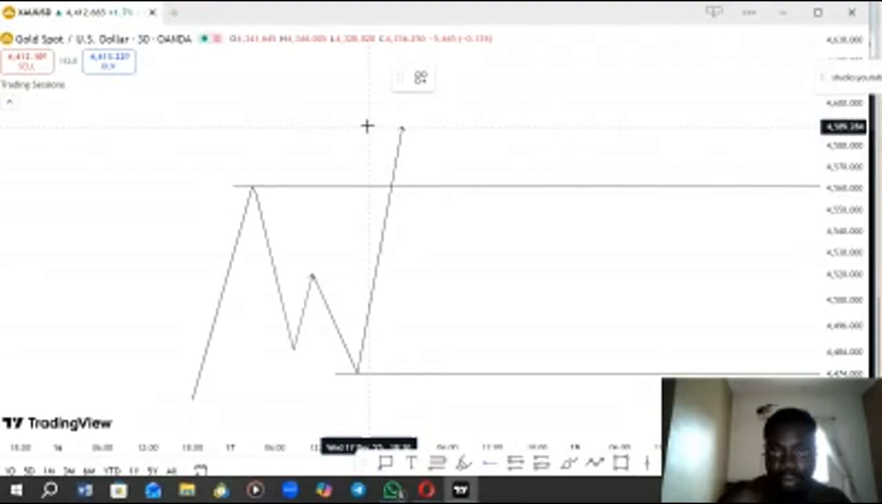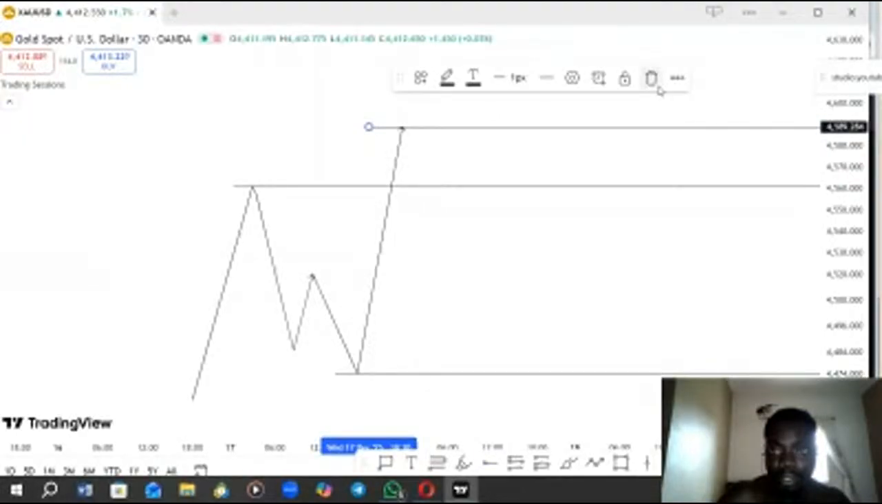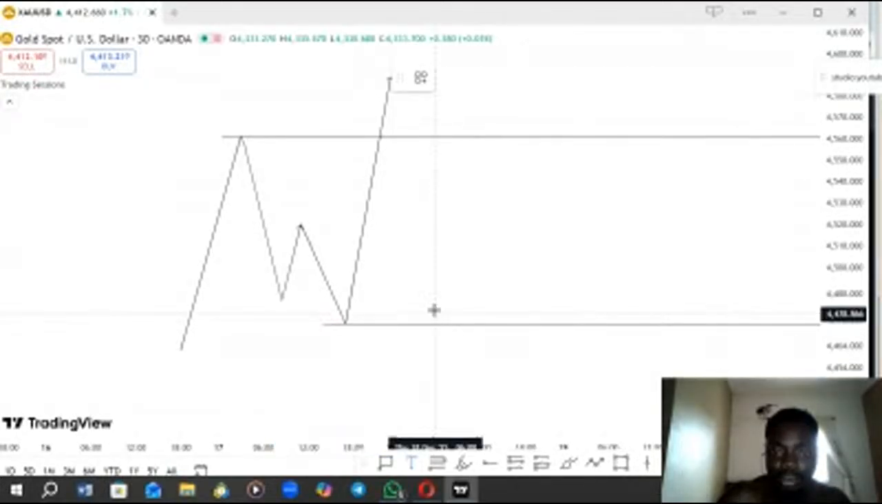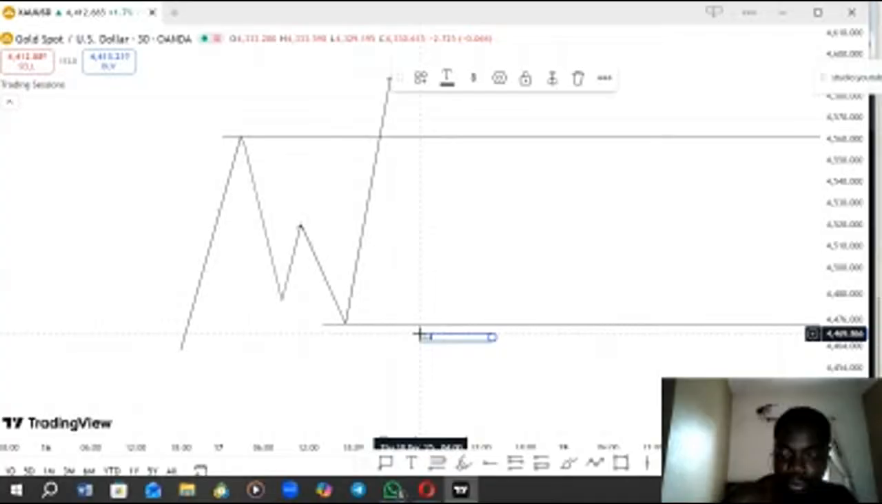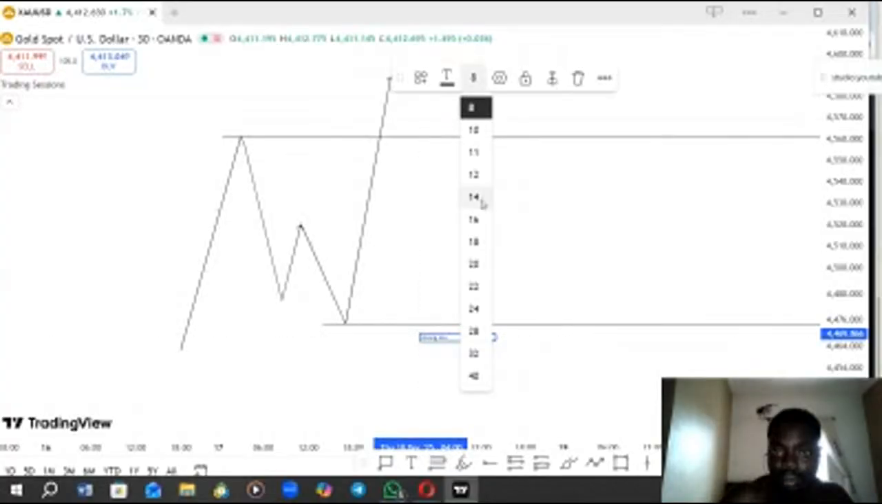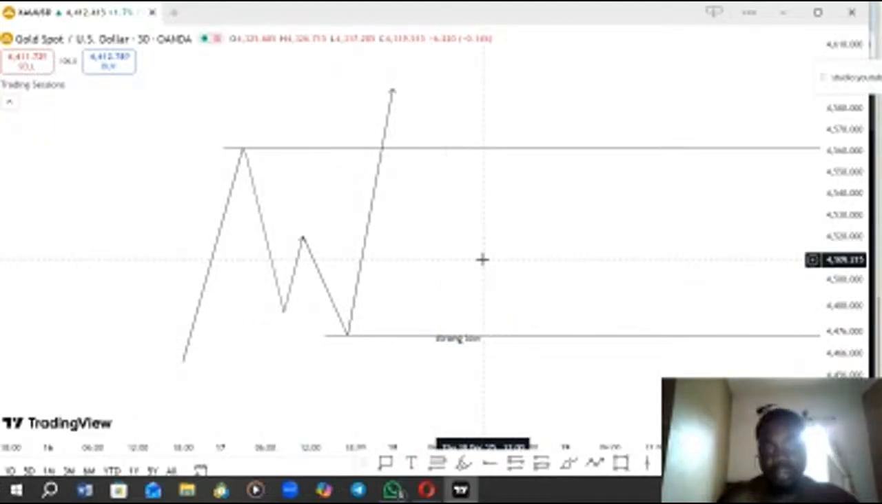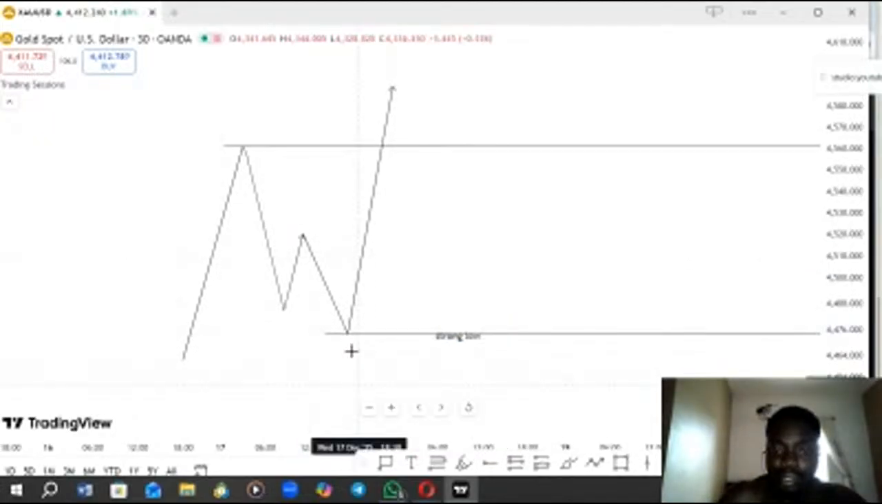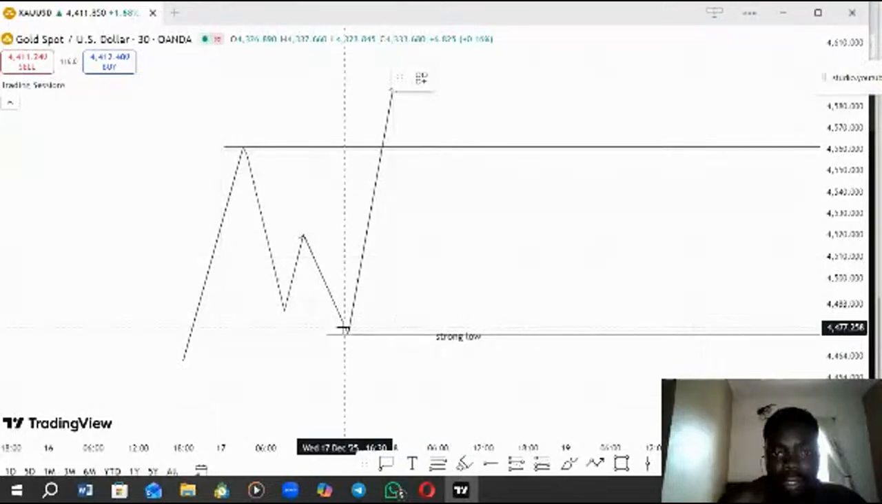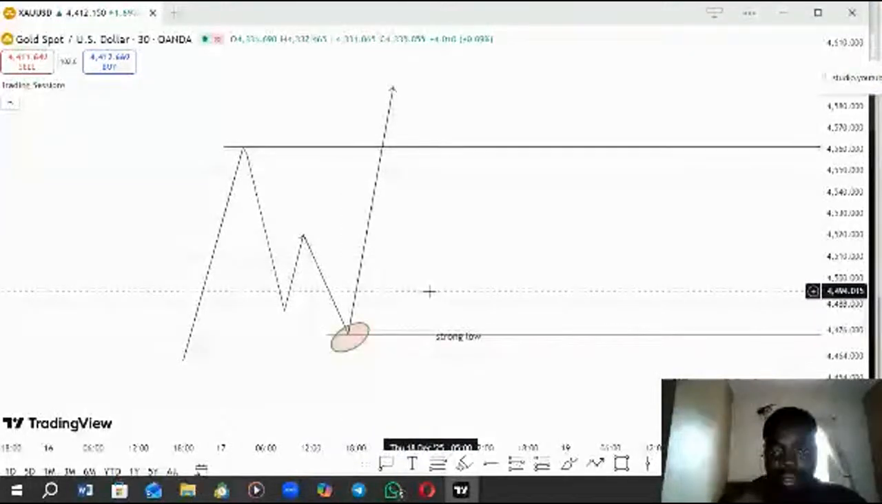You are not actually focusing on this high, you are focusing on this low. This low here is your strong low, where you don't expect price to violate. That is your strong low. Okay, so these are swing points.